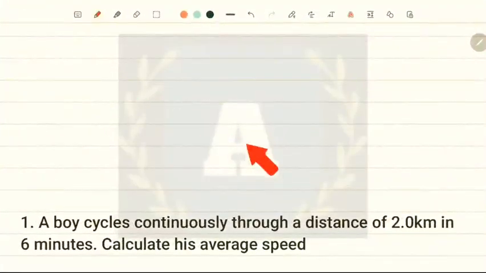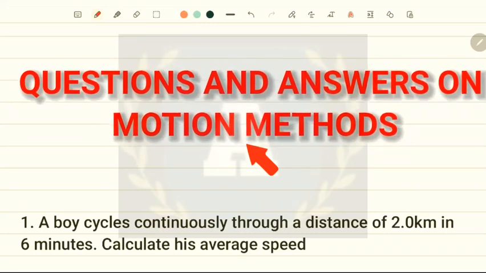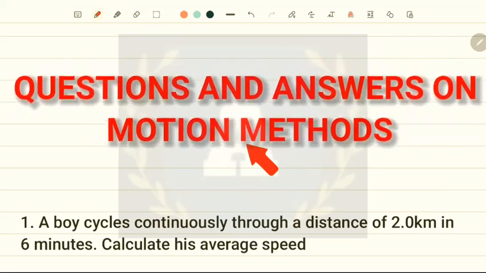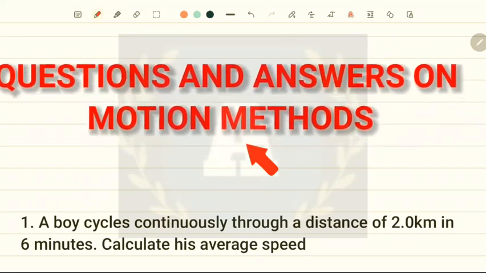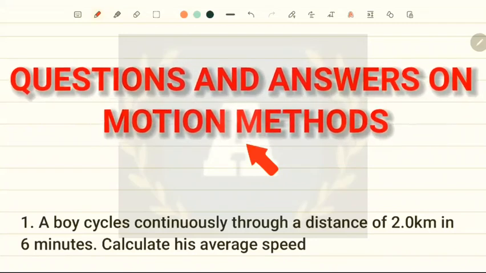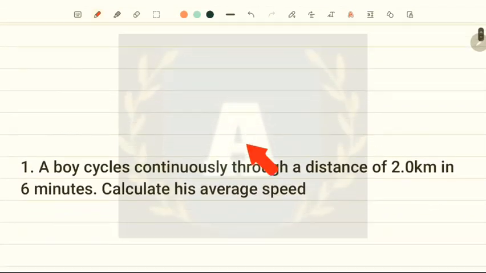By God's grace, we shall look at questions on motion methods, kinematics. The other time we explained in depth the concept of motion method. So today we're going to proceed with the questions on motion method.